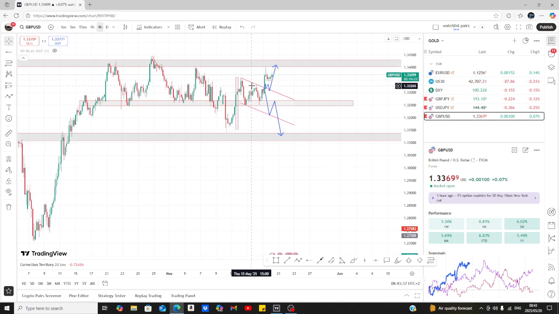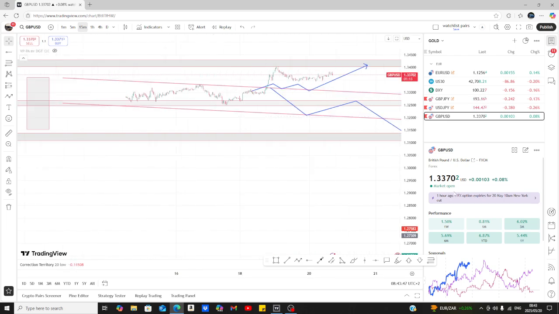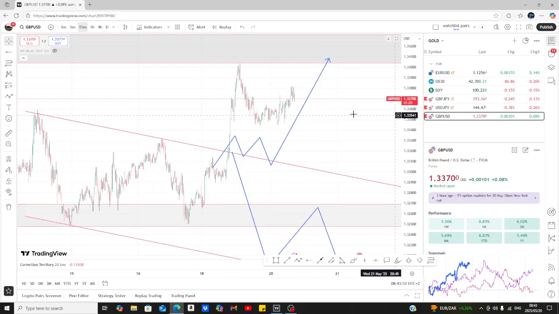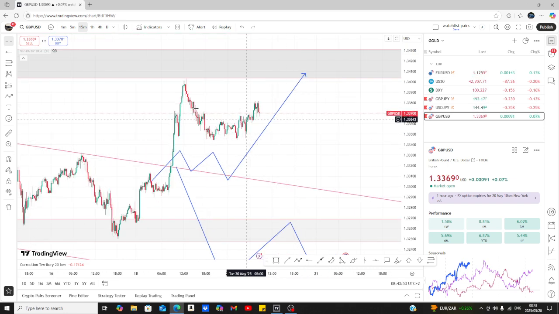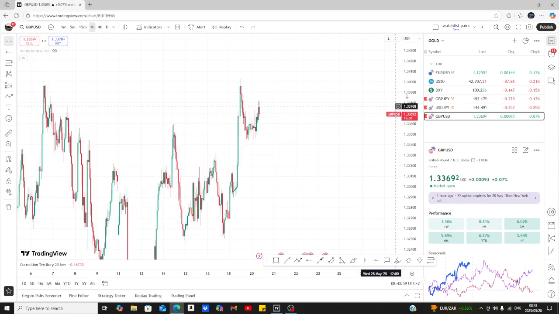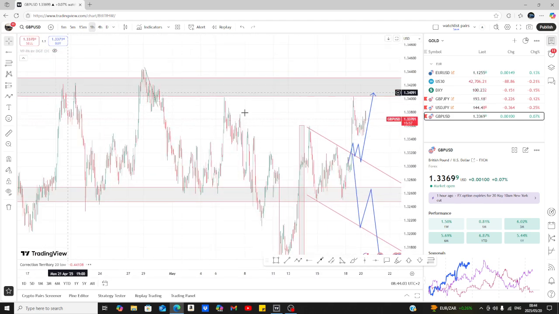Okay, GU also on a similar line. We had a break of previous structure. Price did not come back to the zone, but rather stayed above. For GU, I would not necessarily enter a long trade right now, and that is because price is too close to previous key structure, where price actually formed this head and shoulder.